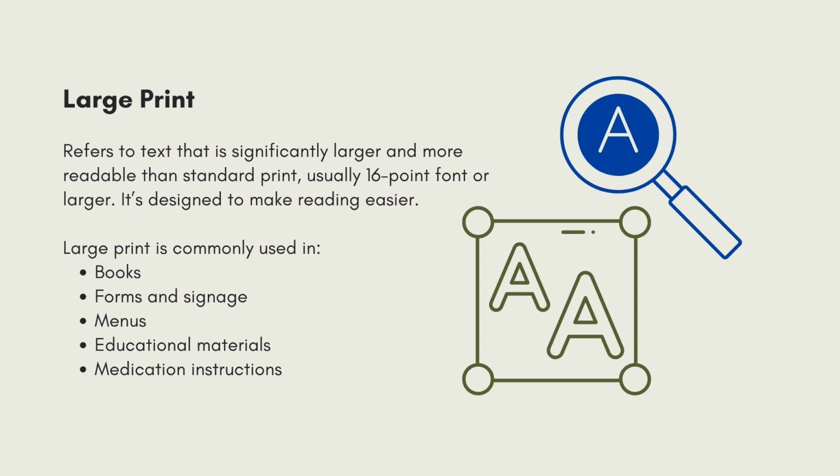Next, we have large print. So this just refers to text that is significantly larger and more readable than standard print. Usually this means 16-point font or larger, and it's designed to make reading easier for the individual. Large print is commonly used in books, forms and signage, menus, educational materials, medication instructions, and so on to make this information more accessible.